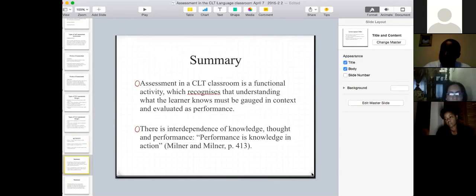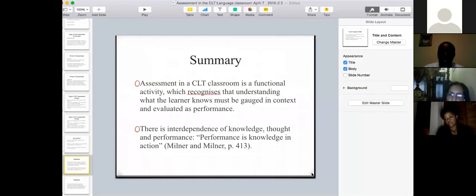All right, so the bottom line is assessment in a CLT classroom ought to be considered a functional activity. It recognizes the fact that understanding what the learner knows must be gauged in context and must be evaluated as performance overall, based on everything they've done. But as you see it there, it must be grounded in context, all right?